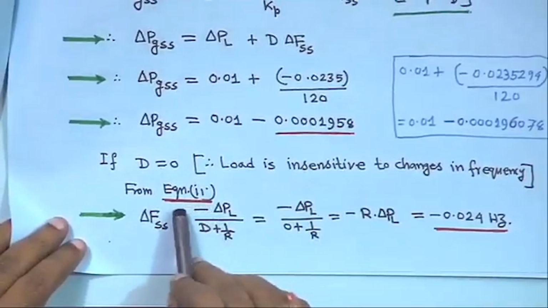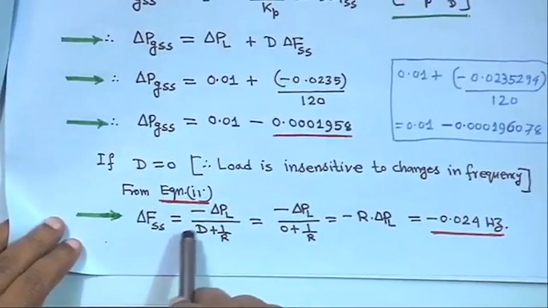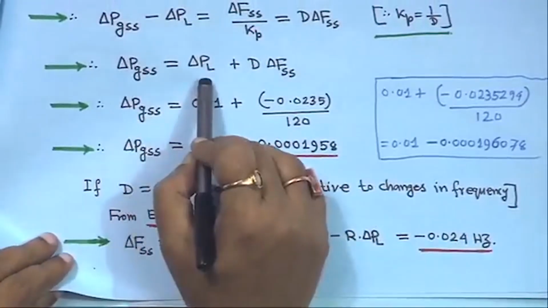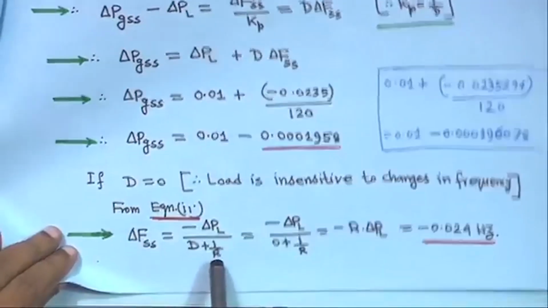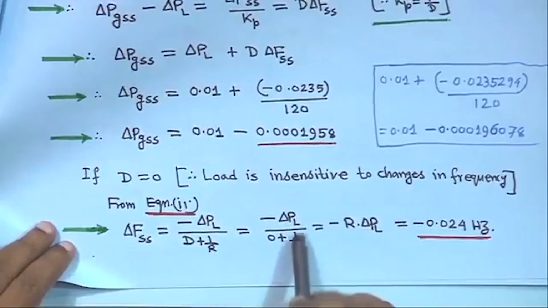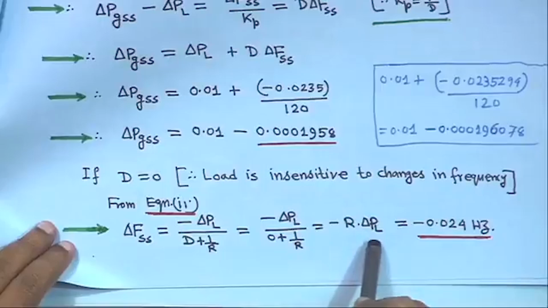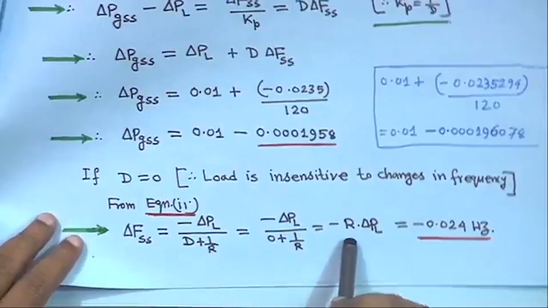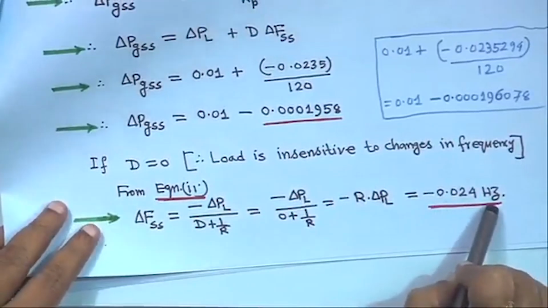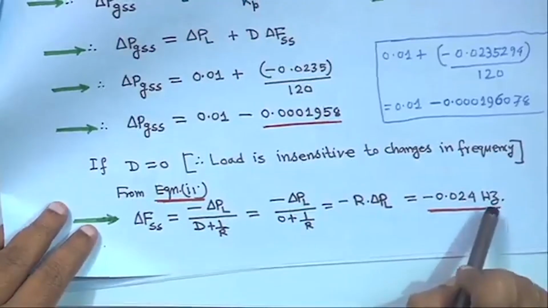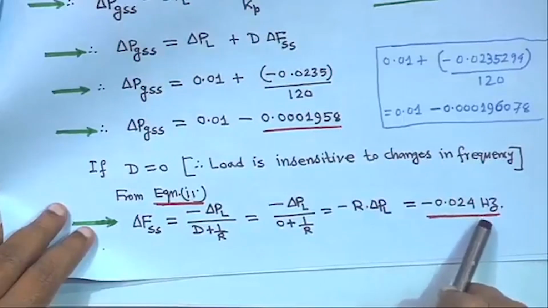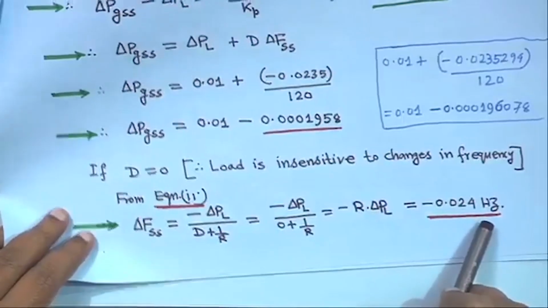Now, from equation 2, we can write delta FSS is equal to minus delta PL upon d plus r. Now, if d is equal to 0, delta PGSS is equal to delta PL. Then what will be the steady state error of frequency? If d is 0, it will be basically minus delta PL upon 1 upon r, that is equal to minus r into delta PL, and r is equal to 2.4, and delta PL is 0.01. So, it will become minus 0.024 hertz. That is the steady state error; earlier it was minus 0.0235, now minus 0.024 hertz, slightly changed if d is equal to 0, right.